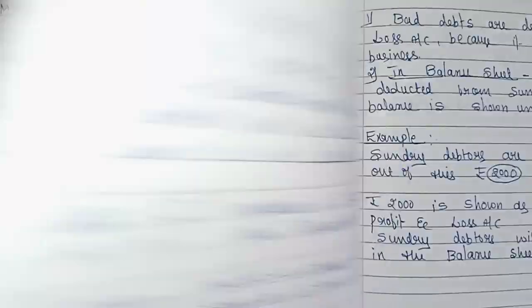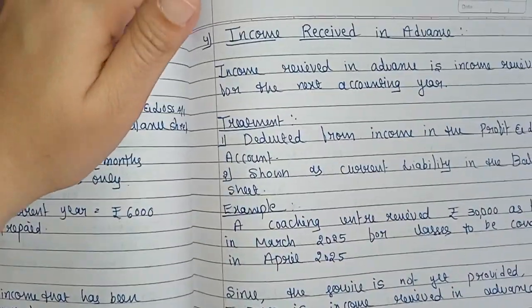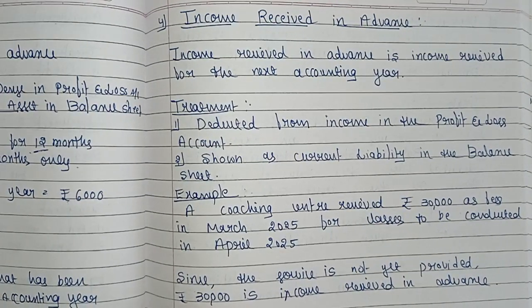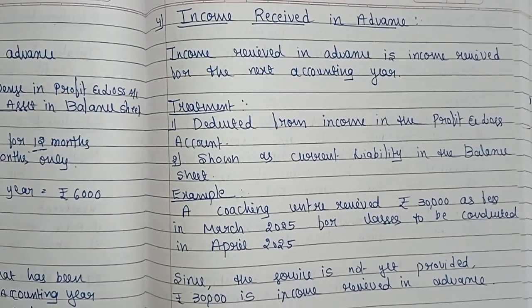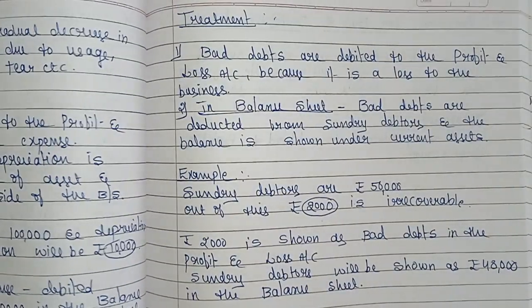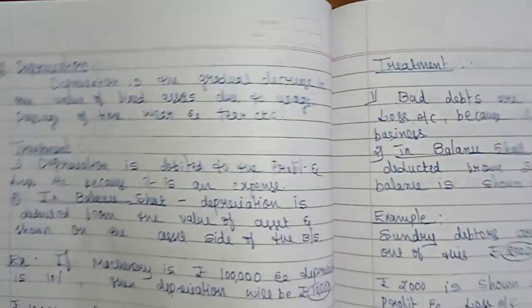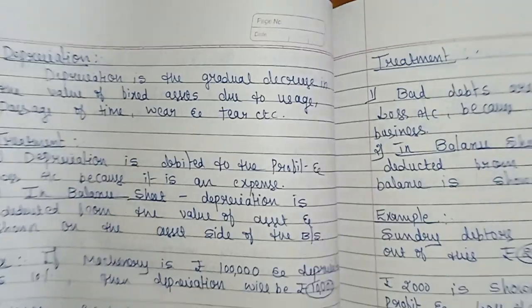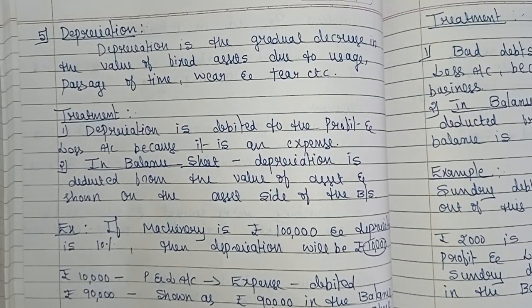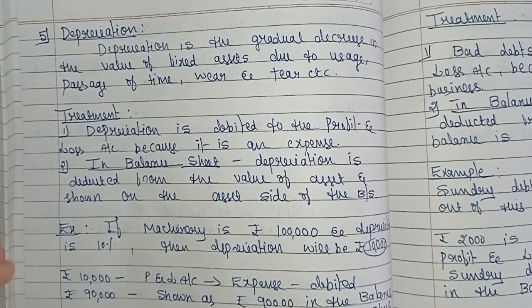So in today's class we learned three adjustments. The first one is income received in advance. First we need to deduct it from the income in the profit and loss account. After that, it is shown as a current liability in the balance sheet. And the second one is depreciation. First we need to debit it to the profit and loss account. And in the balance sheet, depreciation is deducted from the value of the asset and shown on the asset side of the balance sheet.